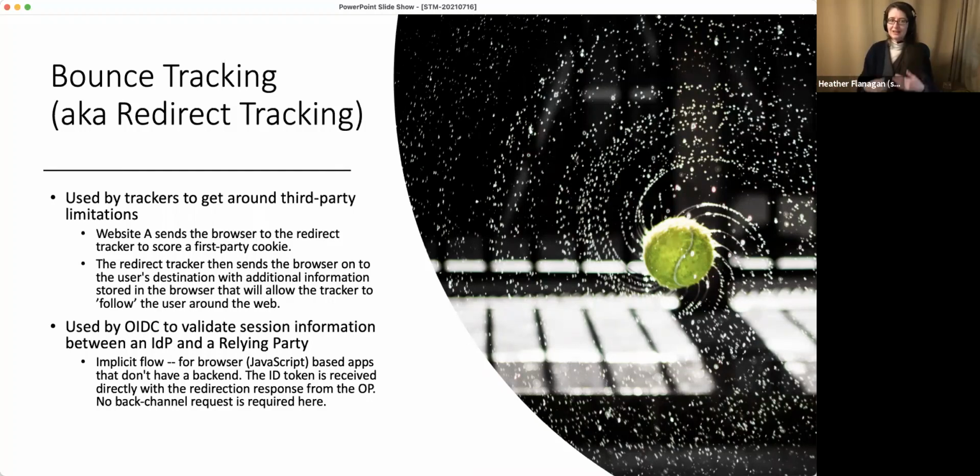You're now first-party. The tracker can then say, okay, I now know where they came from, where they're going to, and follow you around the web that way. Not desirable behavior. Oh, but wait. Bounce tracking is also used for very legitimate purposes with OpenID Connect. That's how it validates the session between an identity provider and a relying party in one of the possible flows for how that particular authentication mechanism works. Again, from the browser's perspective, they can't tell the difference.